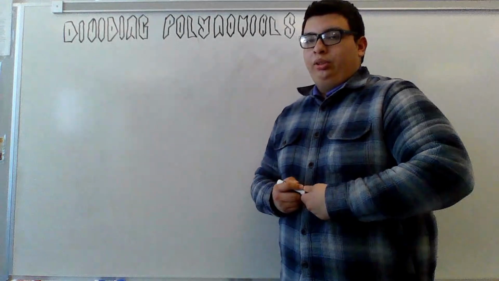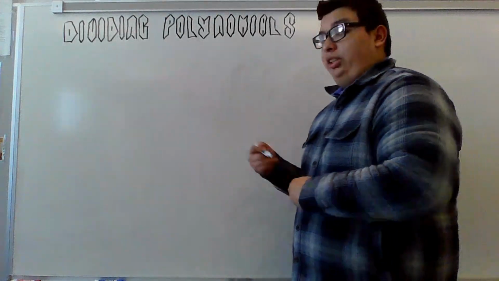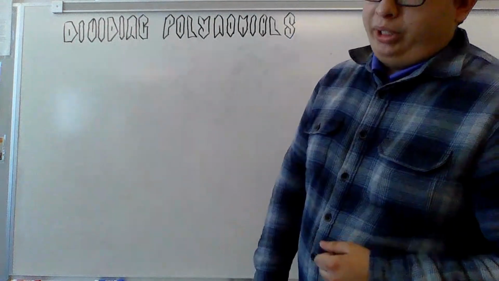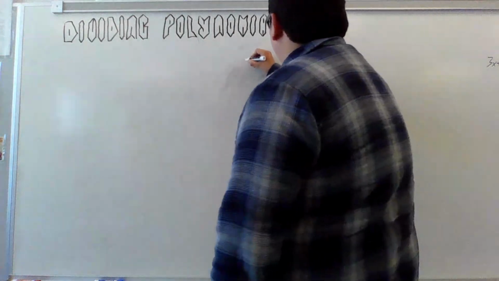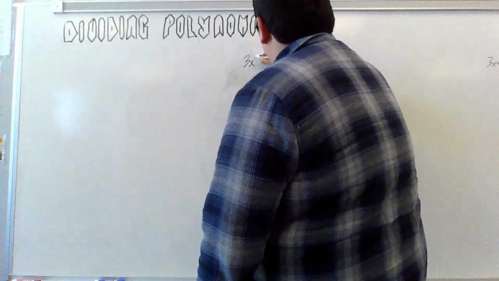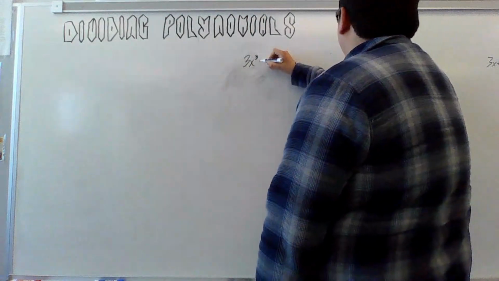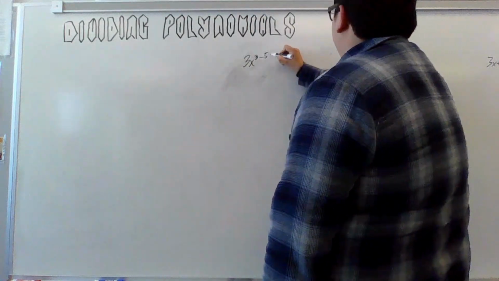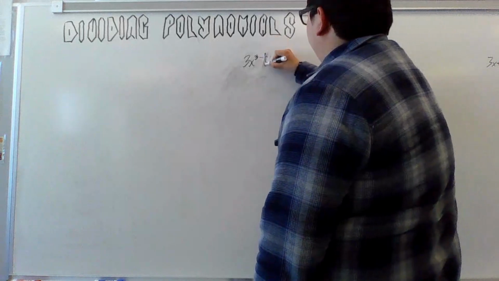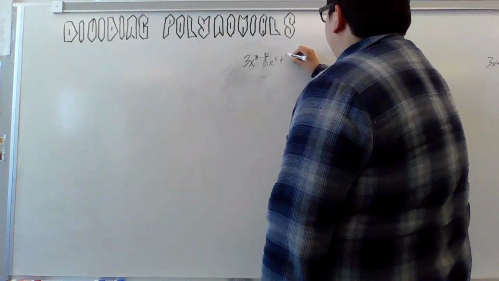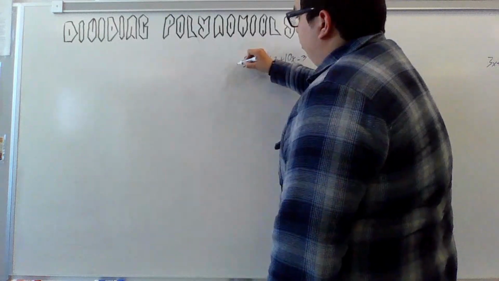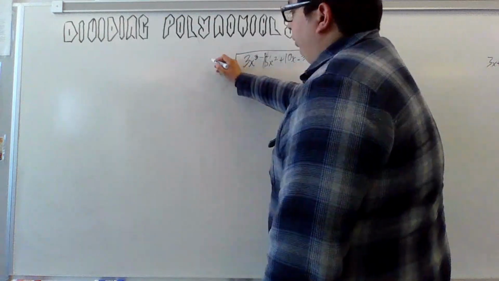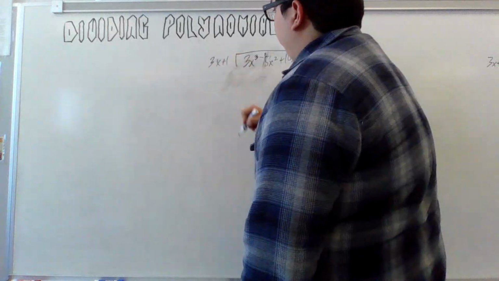So of course, there are trinomials, and sometimes they're going to have a remainder. So we're going to have a remainder sometimes. So our equation is 3x to the third power minus 5x squared plus 10x minus 3, and we get to dividing, we get 3x plus 1.